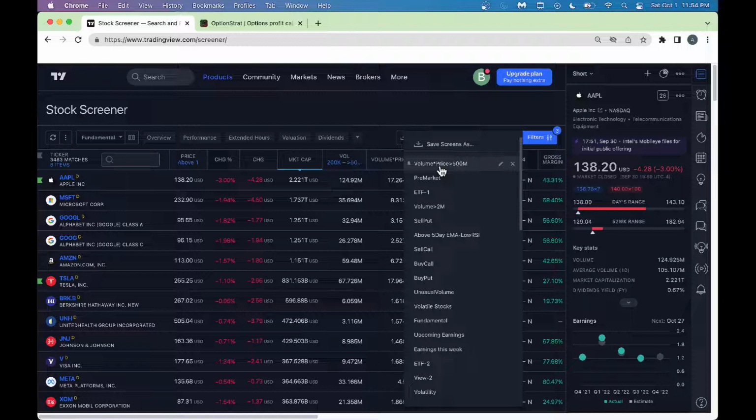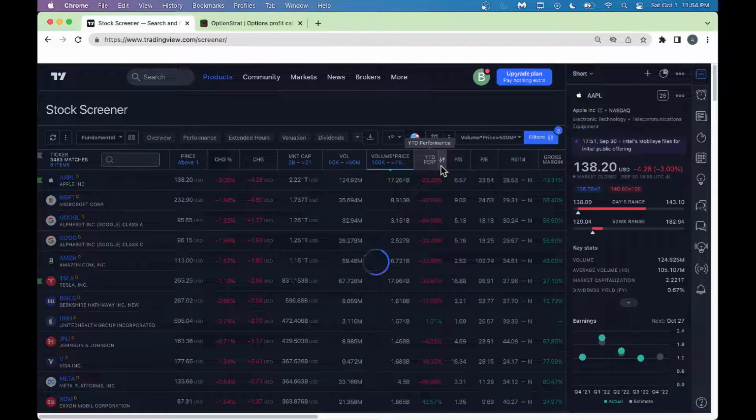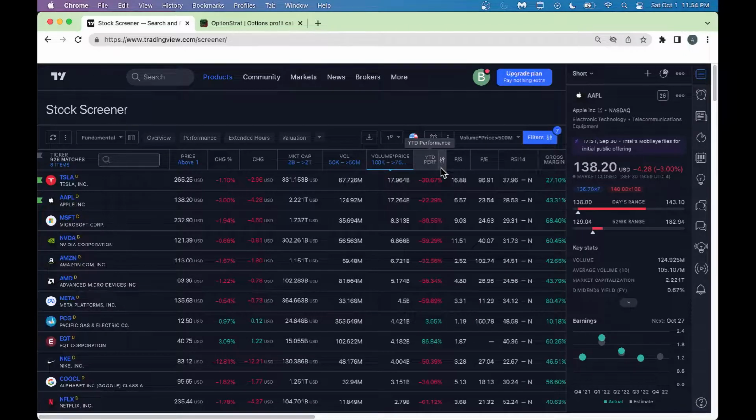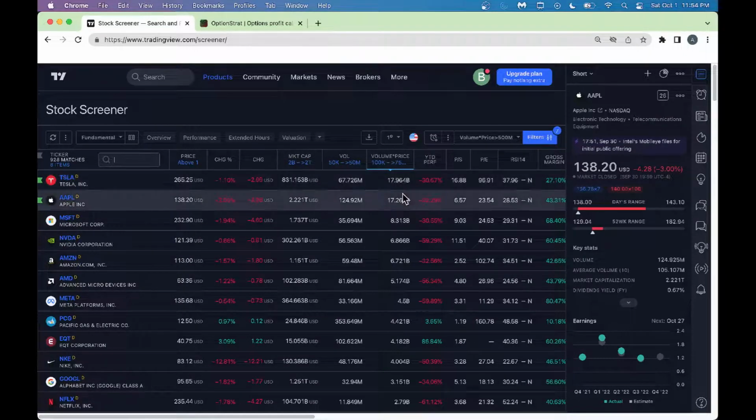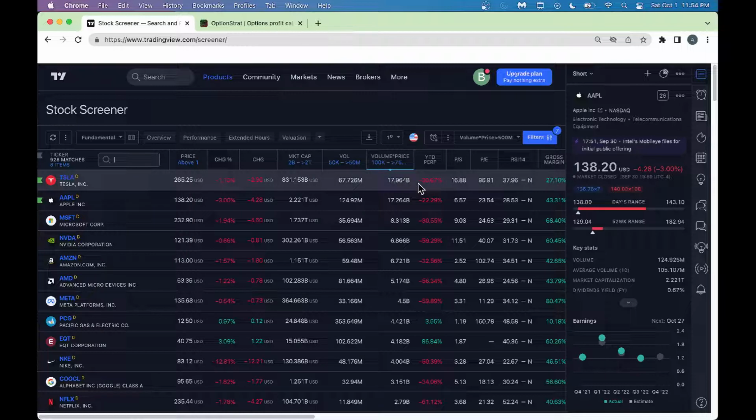I want to look at the most liquid stocks. When you're looking at the most liquid stocks, look at the volume times price. That tells you how much money is being traded on a given stock. So let's click on that here. Now you can see I can also sort this. Okay, it's already sorted by volume times price. So without any further ado, let's look at a few stocks here.